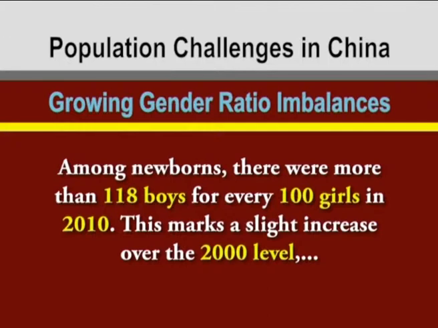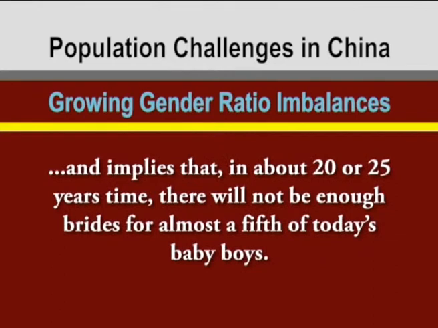The new census data show that little progress is being made to counter this troubling trend. Among newborns, there were more than 118 boys for every 100 girls in 2010. This marks a slight increase over the 2000 level and implies that in about 20 or 25 years' time, there will not be enough brides for almost a fifth of today's baby boys.